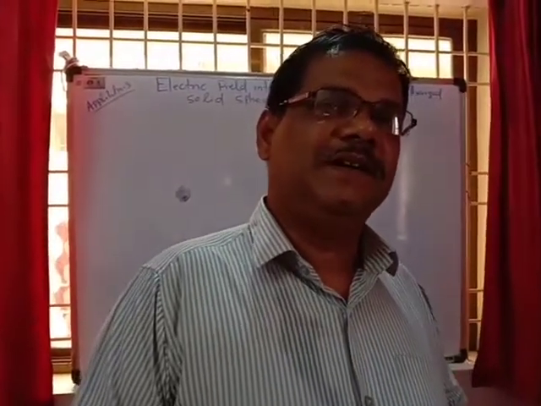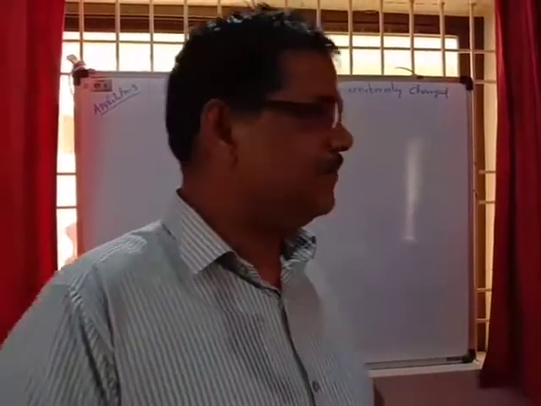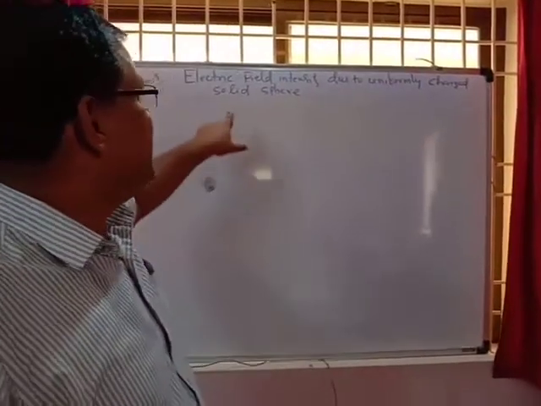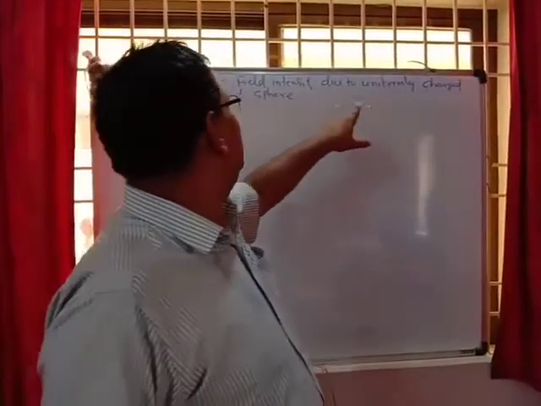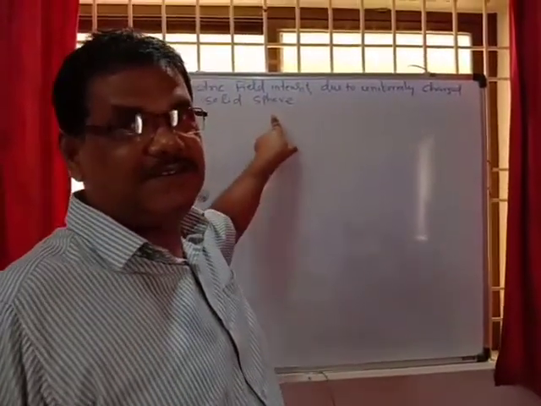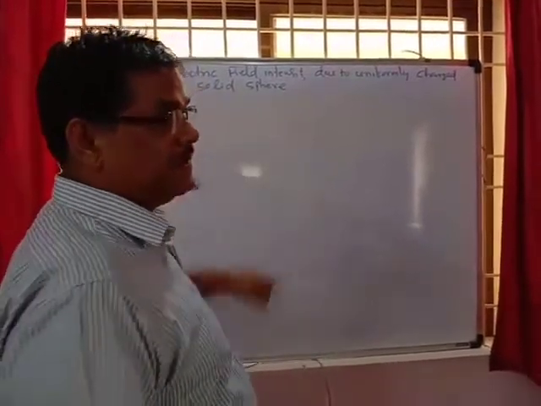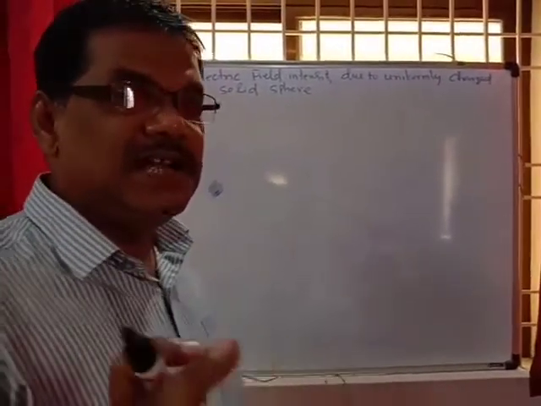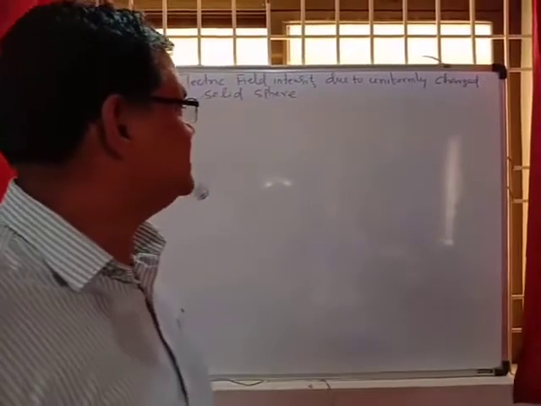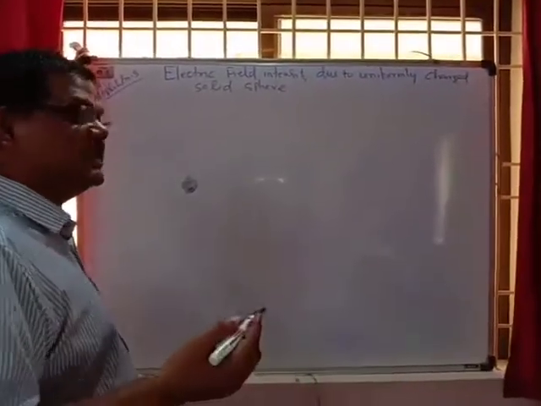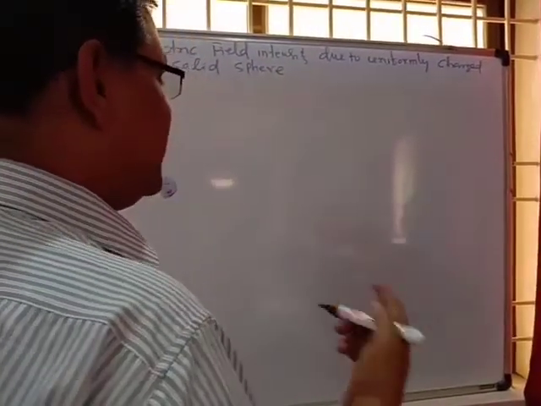Last video on Gauss law application, the electric field intensity due to a uniformly charged solid sphere. The important thing is the solid sphere. In the last video, the hollow sphere was discussed, but here it is the solid sphere. So in these cases, we can find three cases.